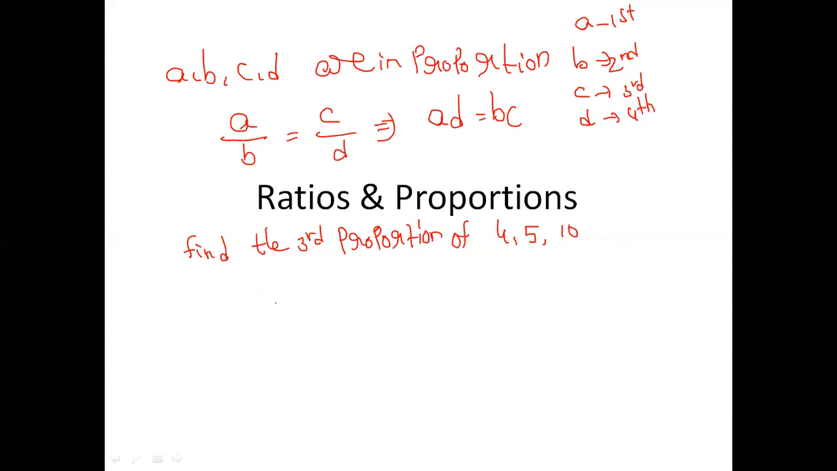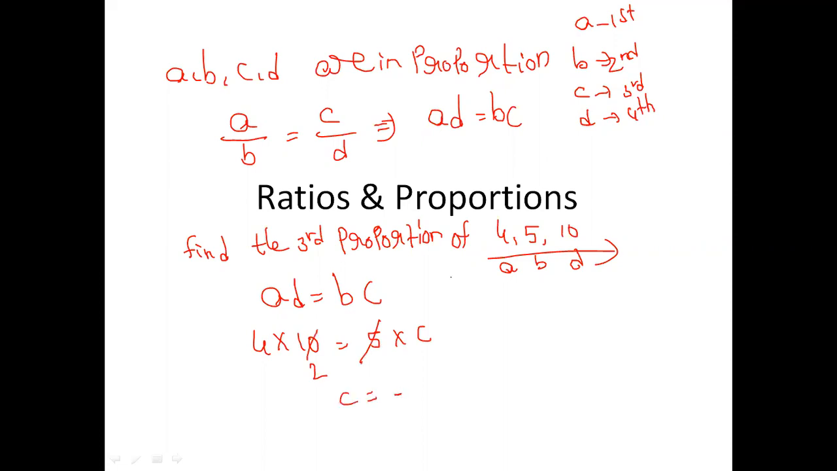We have the formula AD equal to BC when four numbers are in proportion. I told you already, you have to take the numbers in order, guys. I need to find the third proportion. That means it is nothing but C. What is the first proportion? That is A. This is B. This is D. So A is nothing but 4, D is nothing but 10, and B is equal to 5. So C, the value, here it is: 5 ones are 5, 5 twos are 10. So what's the value of C? C is equal to 8. The third proportion is nothing but 8.